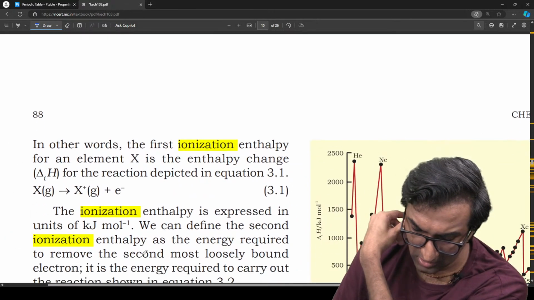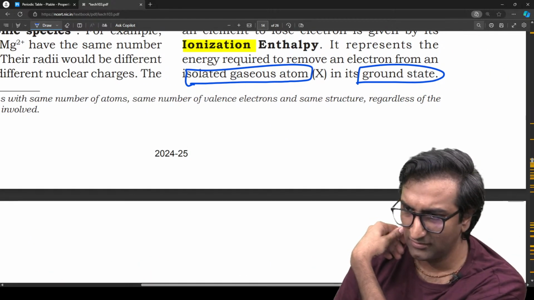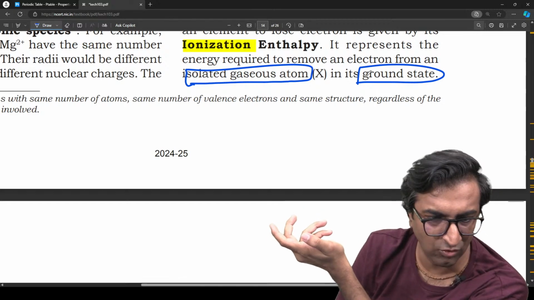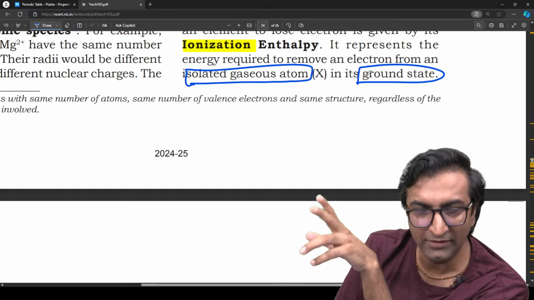Mhm. I don't think it has to be specifically neutral, right? I don't think it has to be neutral. It is just isolated gaseous atom. Neutral की बात नहीं हो रही है. Yeah? Ram, exactly, right?